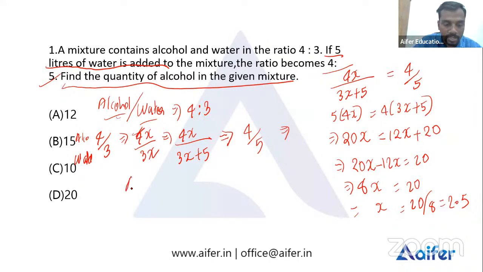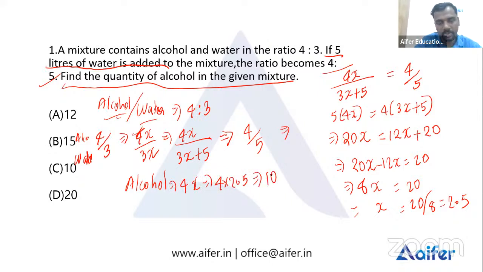So the quantity of alcohol is 4x. That is 4 into 2.5, which is equal to 10. So we'll be having 10 as the correct answer.